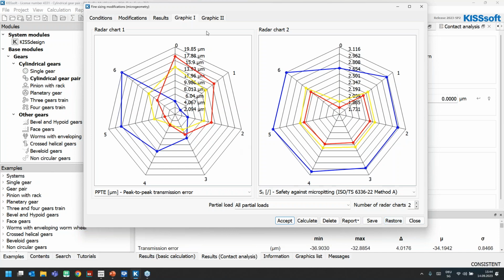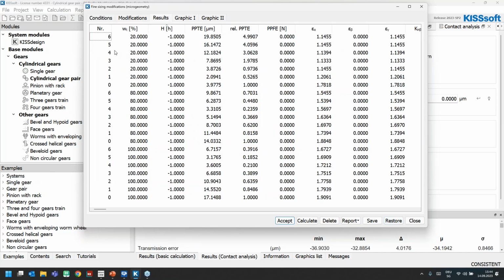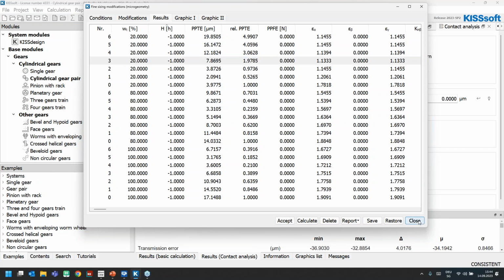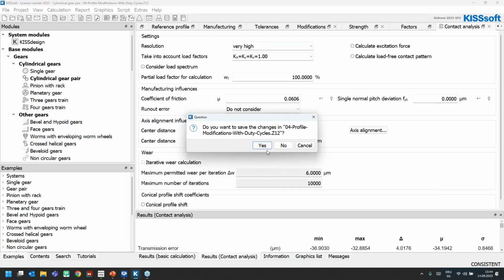All right. So this is how we can find our optimal solution, and then just take the solution number 3 from the list, and we find sort of a compromise for an entire duty cycle. Okay.